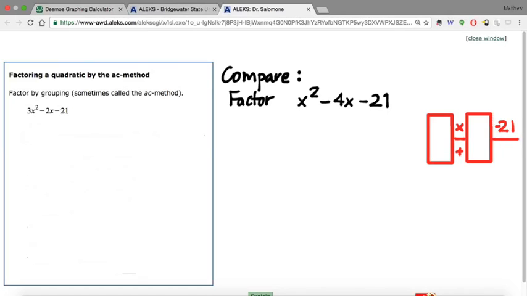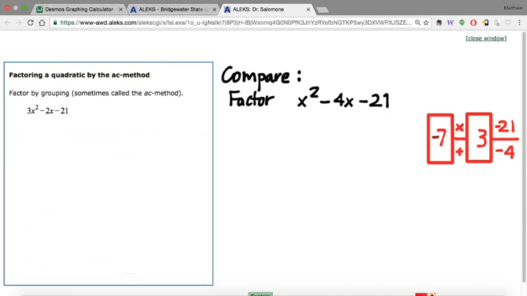21 and 1 is one possibility, but the other possibility is 7 and 3. And 7 and 3 looks like it has a better chance of being the right pair because we also need that pair to add together to give us negative 4, the coefficient in the middle. And so one of these has to be positive and the other one has to be negative. Which one do we want to be negative? The 7. Exactly. The bigger number gets the negative because the sum needs to be negative.